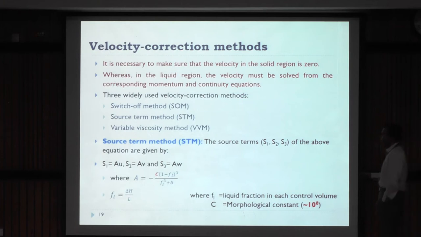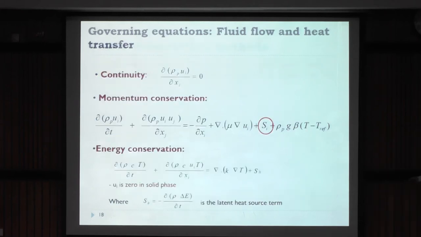One is the switch off method. Basically, you just switch off U in the solid domain. You set U equal to zero. Another method is called the source term method, which I will describe. And the third method is called the variable viscosity method. Now, if you just put a very high viscosity here for the solid phase, then finally you will see that this equation will vanish in the solid phase.